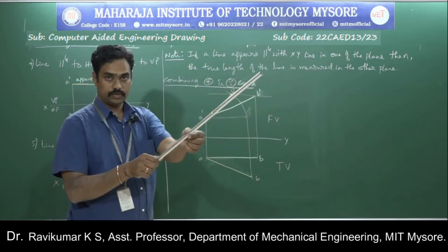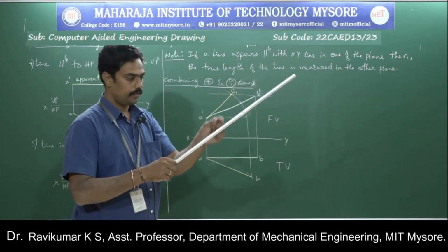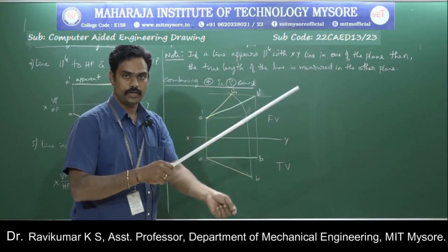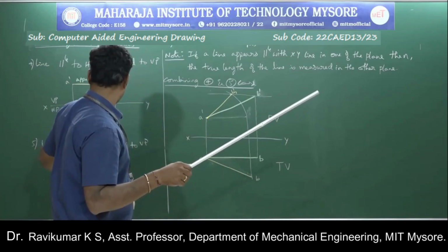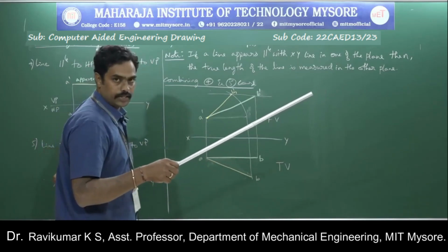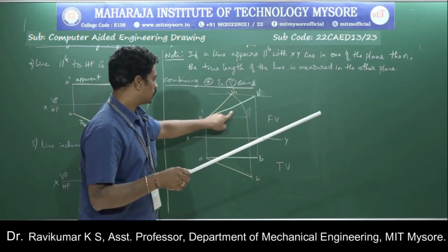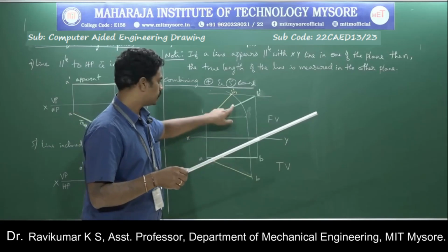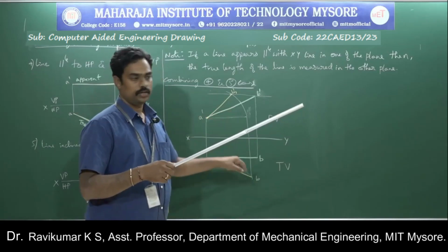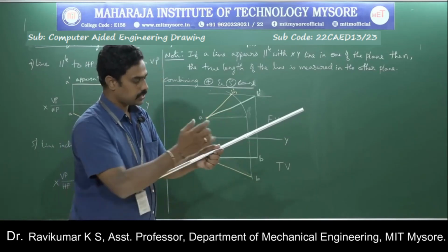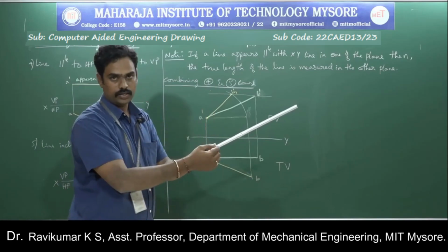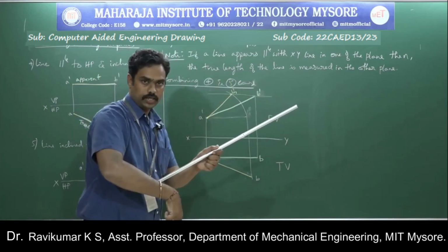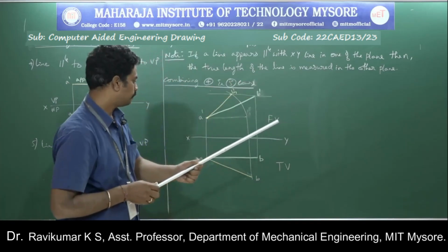Now I'm taking off the inclination with respect to VP like this. Now it is parallel to VP and inclined to HP. Parallel to VP and inclined to HP is the fifth case. That is what is written here. It is inclined to HP and parallel to VP. This is the true length and this is the apparent length. Why true length? Because it is parallel to VP, you can get the true length. Since it is not parallel to HP, in the top view it appears parallel to the XY line.